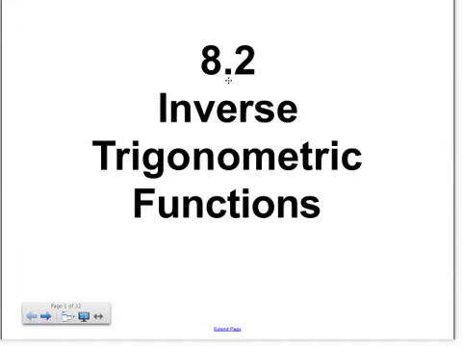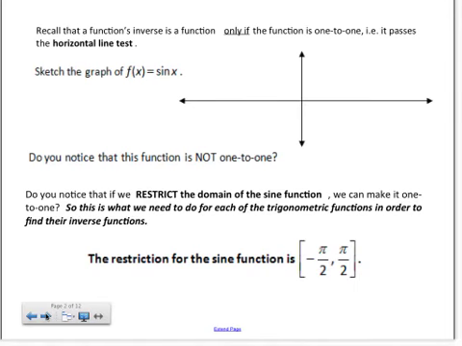All right, hey guys. Today we're talking about inverse trigonometric functions. Inverse, meaning inverse, not negative or reciprocal. Yeah, we're going to look at that funny -1 exponent, and trigonometric stuff. So let's recall a few things.